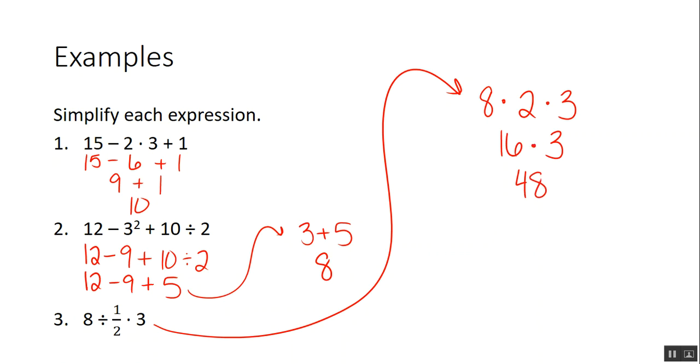And I know maybe we can't remember the rule for dividing fractions, but again, dividing by a half or dividing by a fraction is the same as multiplying by the reciprocal.